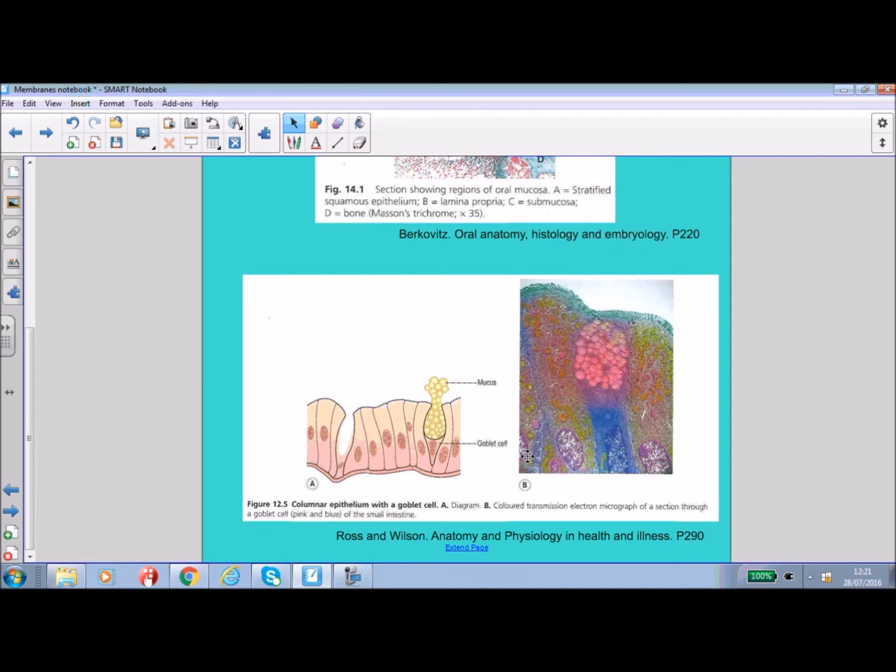In the areas where we've got keratinized, we refer to that as masticatory mucosa, for the reasons we just spoke about. And in the areas where it's non-keratinized, we refer to that as lining mucosa. So lining mucosa in the cheeks, the floor of the mouth, soft palate, masticatory mucosa surrounding the teeth, and on the hard palate.